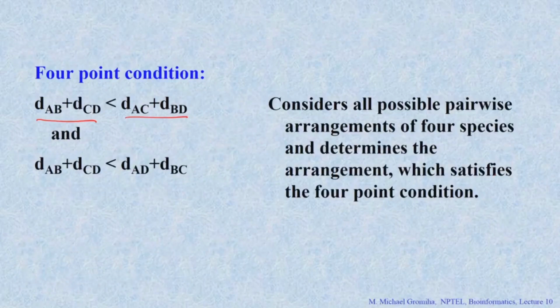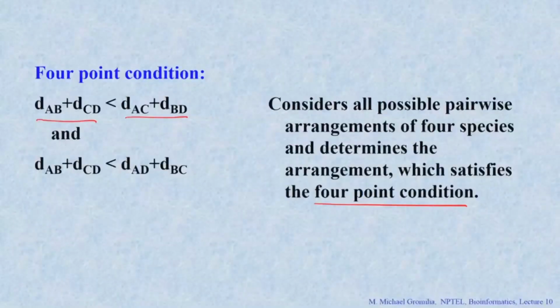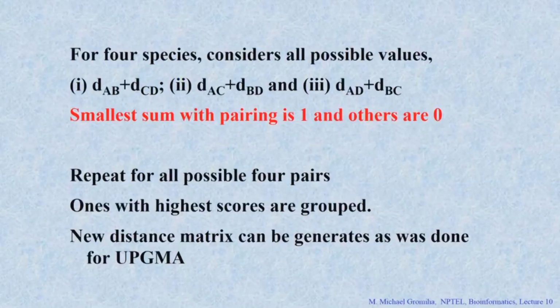Now, if you have different species, they consider all the pairwise arrangements and arrange them in such a way that they satisfy this four-point condition. For example, for four species, you can calculate AB plus CD, AC plus BD and AD plus BC, and the smallest sum, the one that comes close, is given 1 and the others 0. Then we repeat for all possible pairs and take the closest ones, the ones with the highest score or the group, and from that group you can calculate the distance with the UPGMA method.